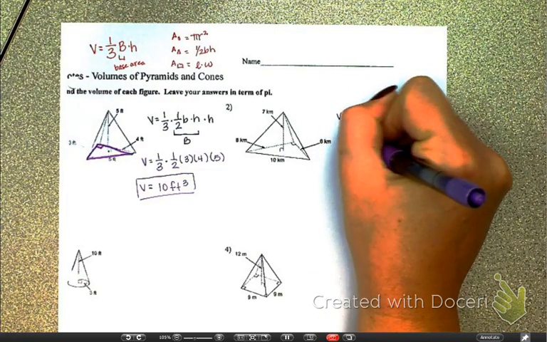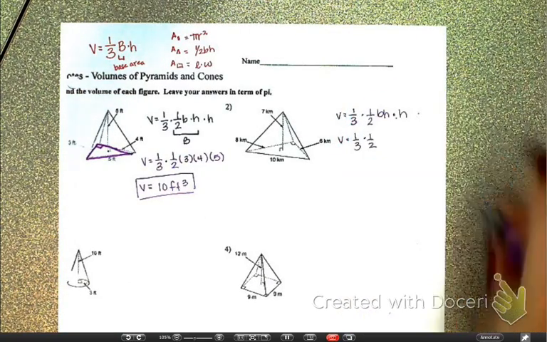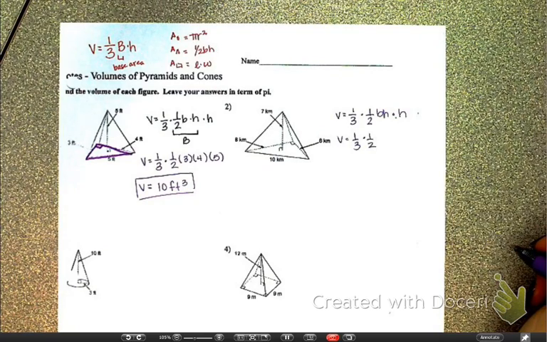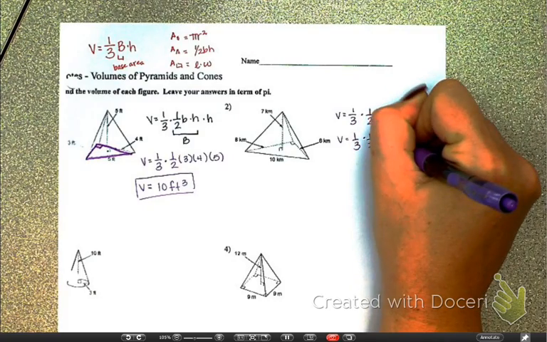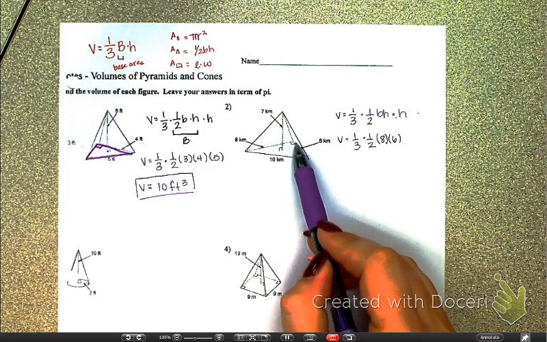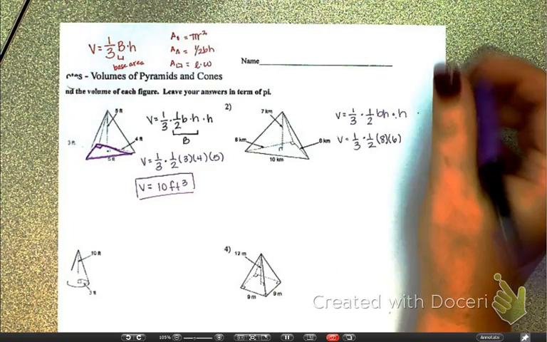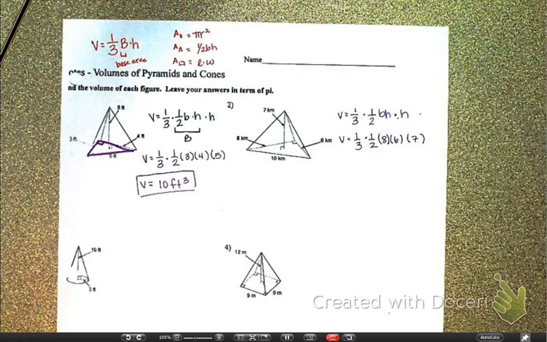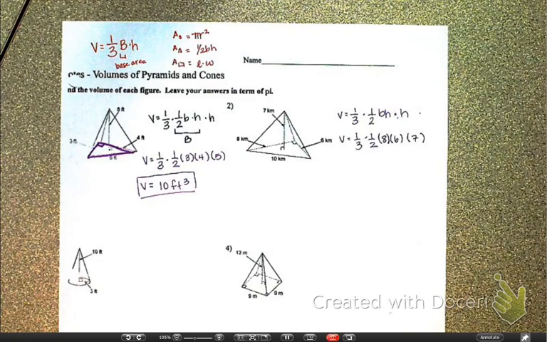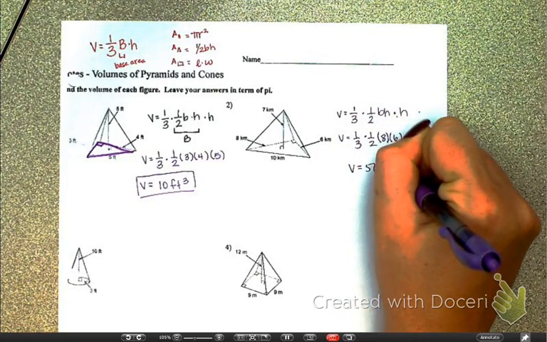Now I can replace. Okay, so 1/3 times 1/2. What is the base and the height of the triangle? 8 and 6. It creates a 90-degree angle. 8 and 6 create the 90-degree angle for the base. Right. The height of the pyramid is 7. So 8 times 6 times 7 divided by 6 does give you 56 kilometers cubed.